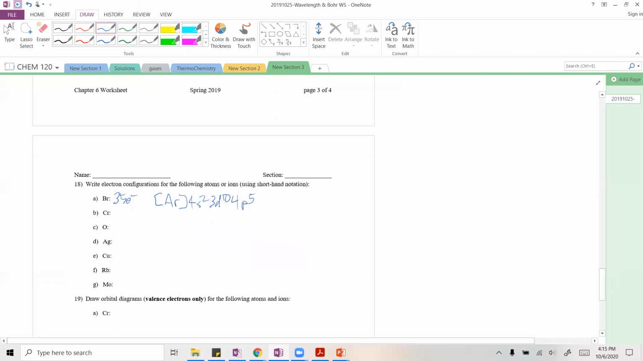For chromium, we can go ahead and start that one off with argon as well because it's also 24 electrons, 4s2, and then 3d4. Now this one is an irregular one. So it's really going to be argon 4s1, 3d5. But we'll talk about our irregular notations in the upcoming lectures.